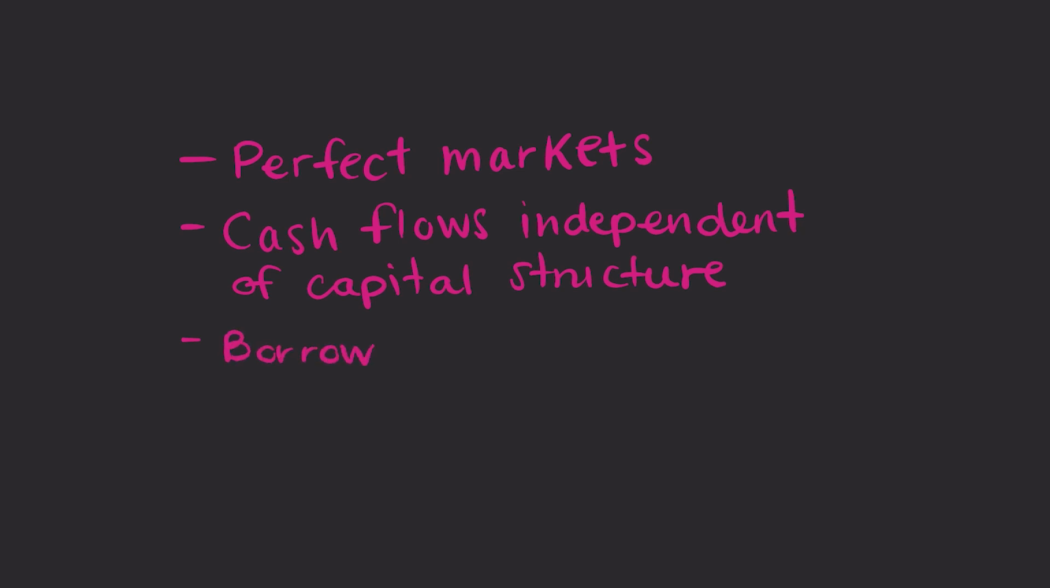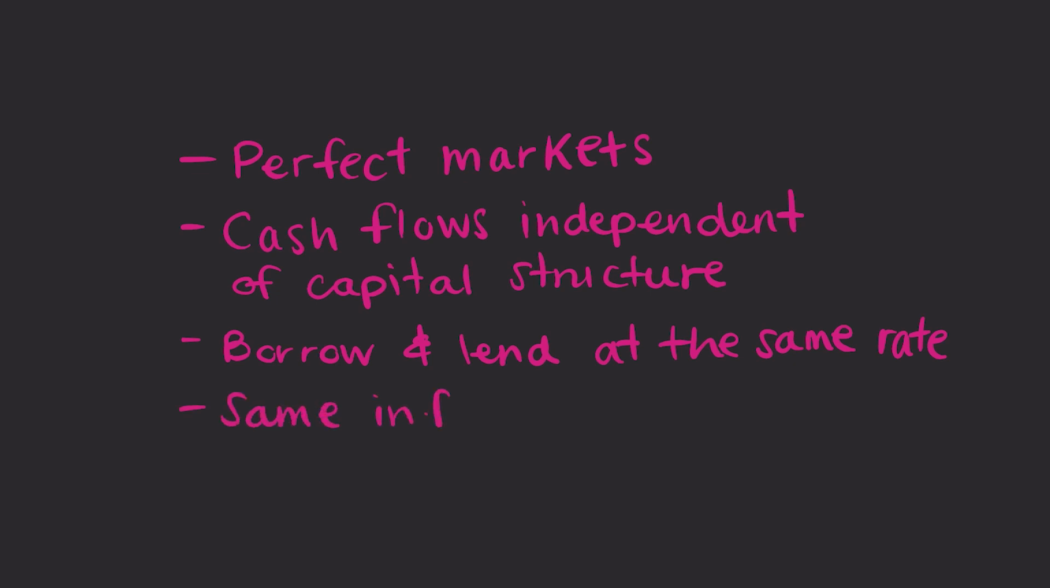We're going to assume that everybody can borrow and lend at the same rate. This is a critical assumption for homemade leverage, right? Because in the example that we showed, we're assuming that the investor can borrow and lend at the same 10% rate that the firm does. This, of course, doesn't always work in reality. We're going to assume that everybody has the same information.